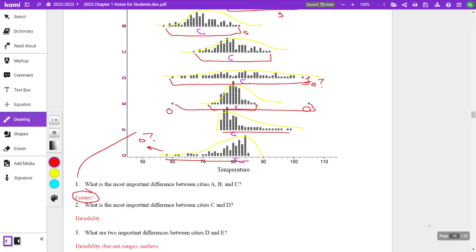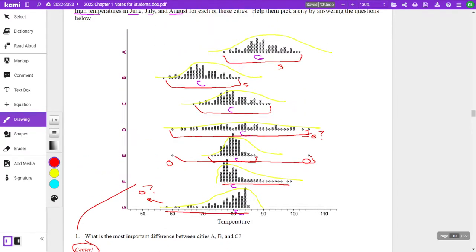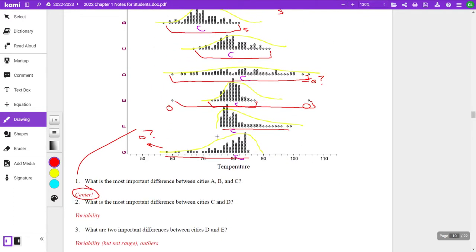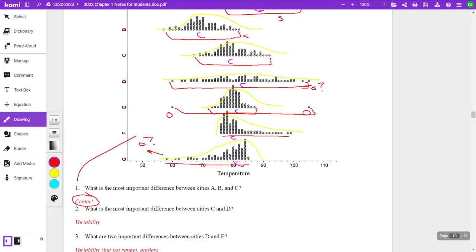So if we look at what's the difference between C and D, they're kind of the same shape, sort of. Spread's way different. The center's about the same. I mean, it could probably go either way. So we're going to be looking at our variability, how far apart it is, because look how different they are. Okay, so we're looking for differences. Remember, we're looking for differences. So we look for what's the same, and then we choose the other stuff.